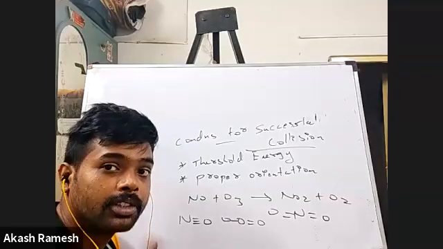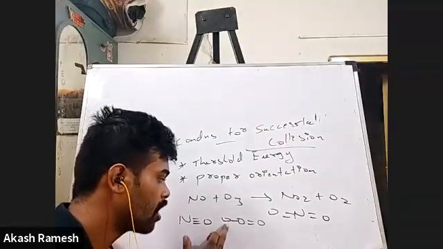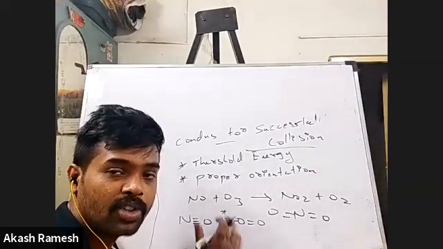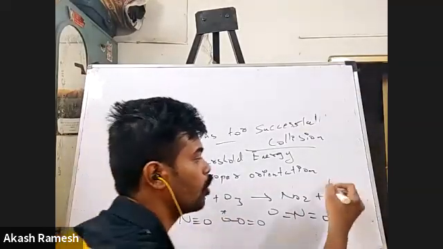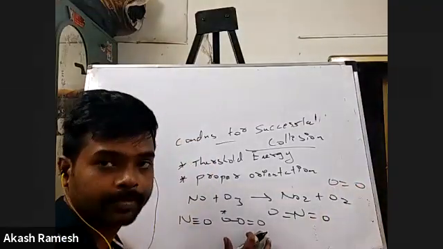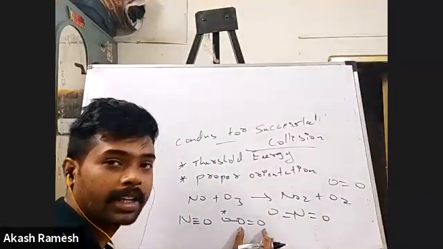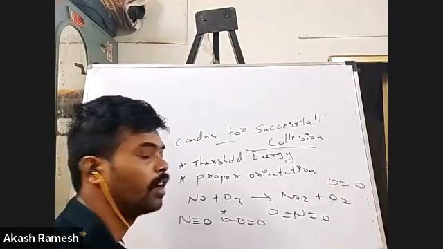But again, which is more favorable? This oxygen atom or this oxygen atom? Definitely this oxygen atom is more favorable. Why? Because it is only a single bond which can be easily broken, and you can see in O2 the double bond stays.